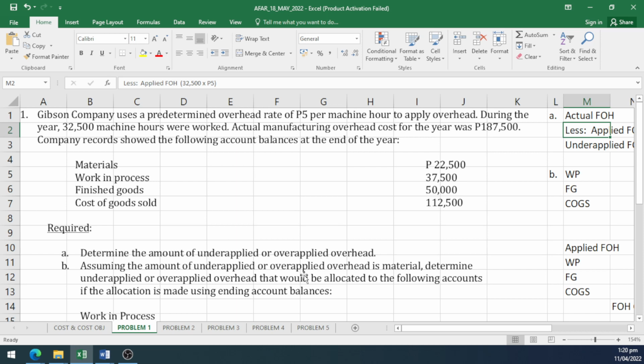So whenever the problem does not specify as to which method will be applied or will be used in disposing the over or under applied factory overhead, you are going to close it to cost of goods sold. Okay?